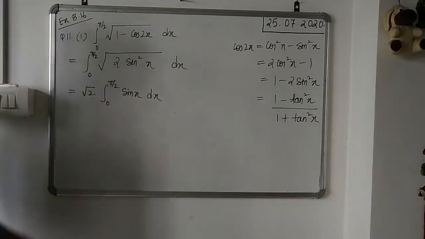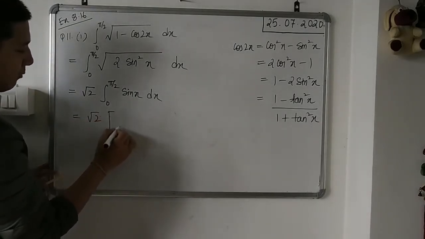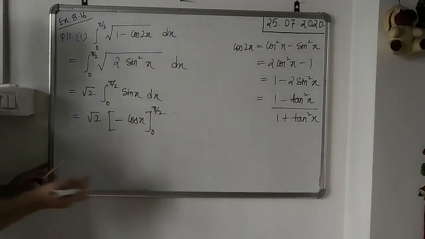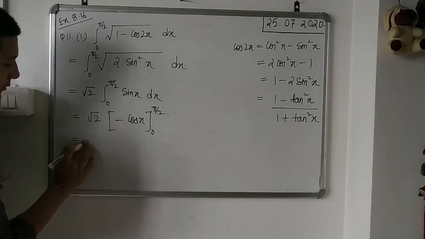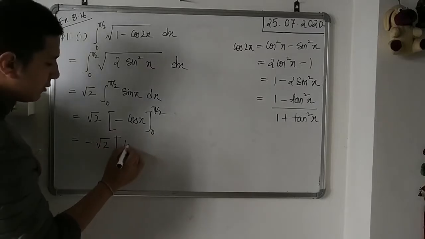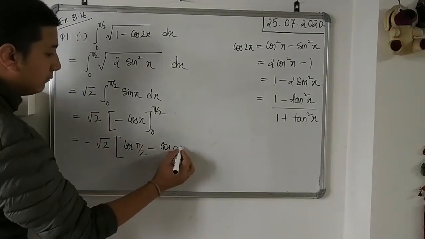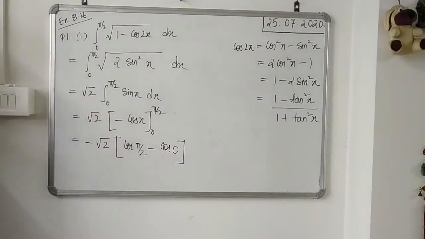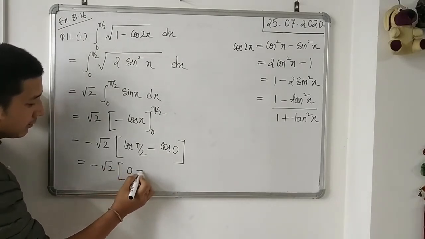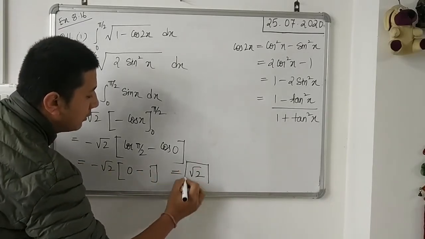Simple as that. Integration of sine x is minus cos x. So root 2 within the box bracket, minus cos x, goes from 0 to pi by 2. The minus sign you can take outside, so minus of root 2. Use the upper limit minus lower limit, which means cos pi by 2 minus cos 0. Cos pi by 2 is 0 itself, and cos 0 is 1, minus and minus make plus, hence the answer is going to be root 2.